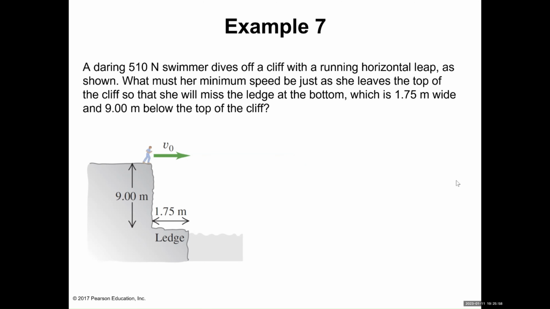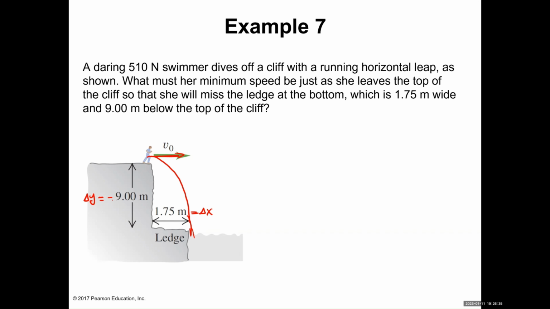All right, so let's see. This is basically another projectile problem where the swimmer initially goes horizontally, and what we want to know is what the speed should be so that she barely misses the ledge and jumps into the water. This time we are given our delta y and delta x, and since we are going down, we take delta y to be negative. That's important.